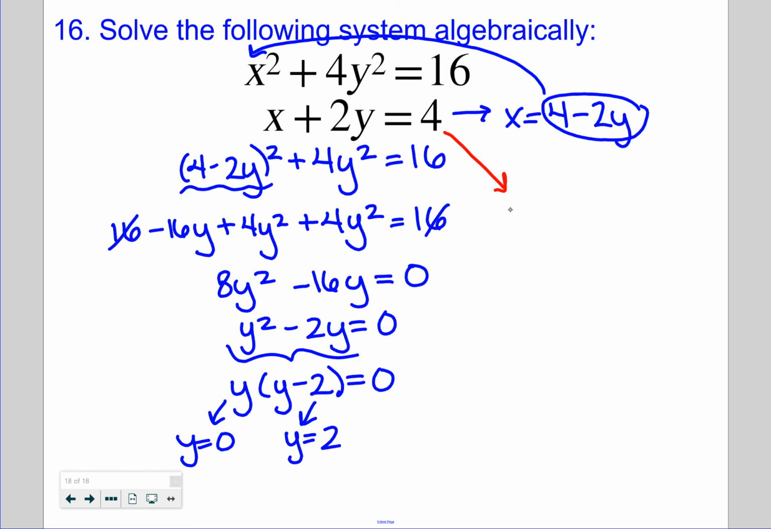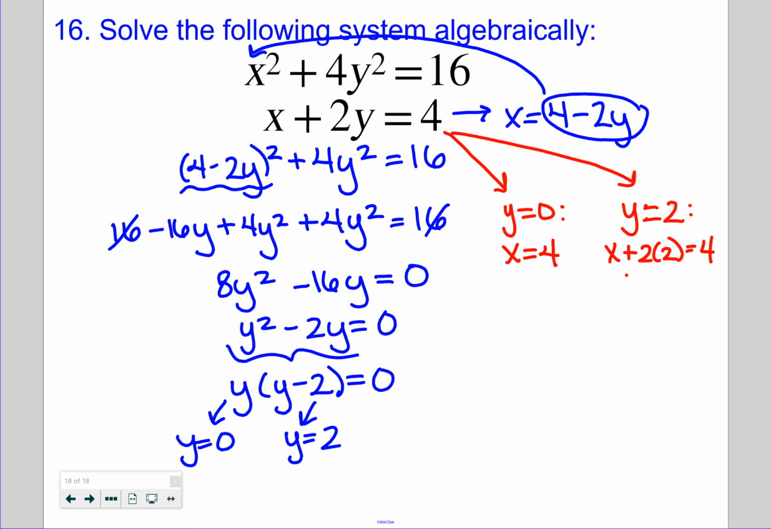You need to plug both of those back into either of the original equations. I'm going to use the bottom equation because it's linear. So if I let y equal 0 in that bottom equation, I'll just have x equals 4 because the 2y term disappears. If I let y equal 2 in that bottom equation, I'll have x plus 2 times 2 equals 4. So x plus 4 equals 4, therefore x is 0.